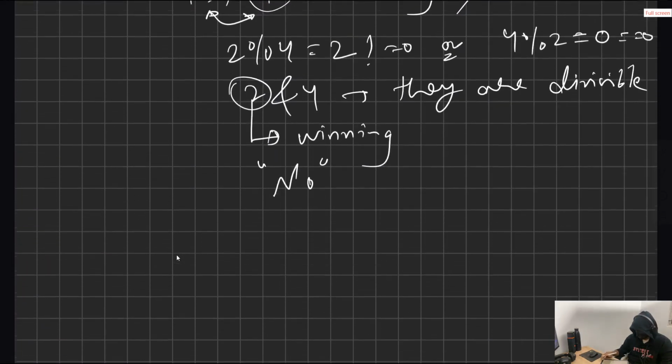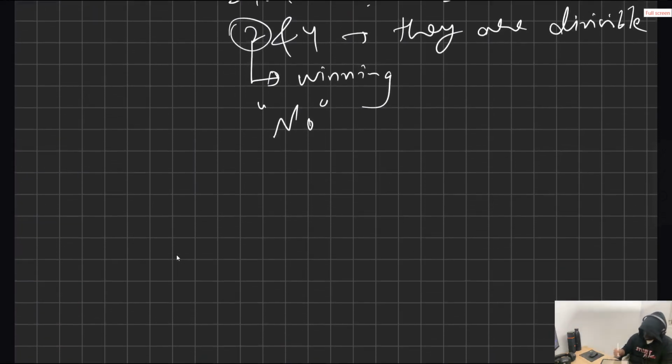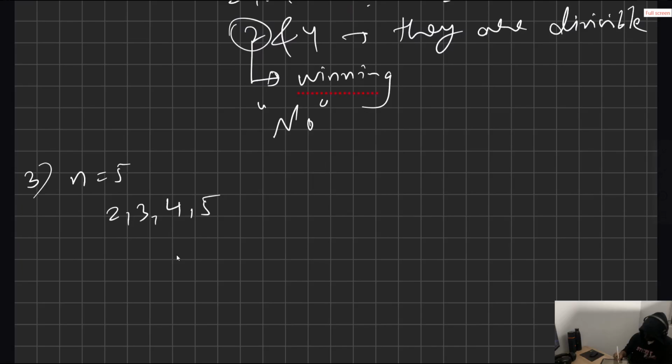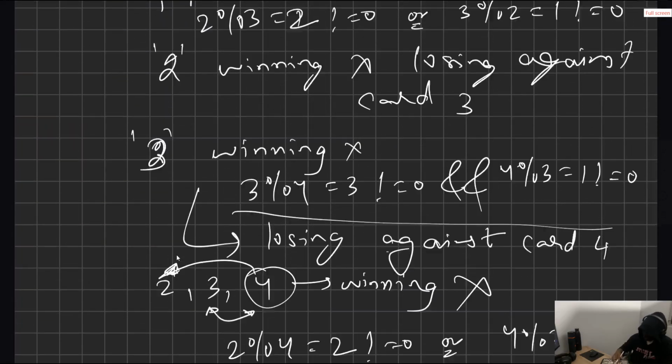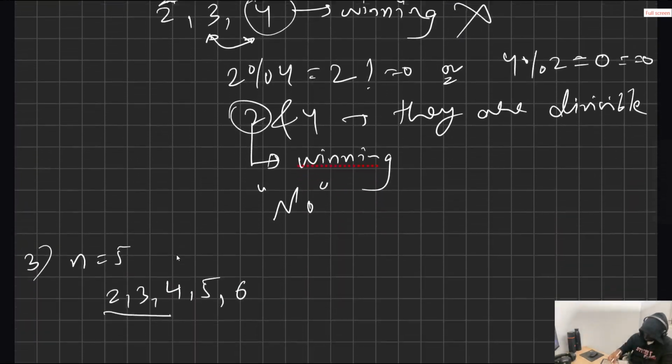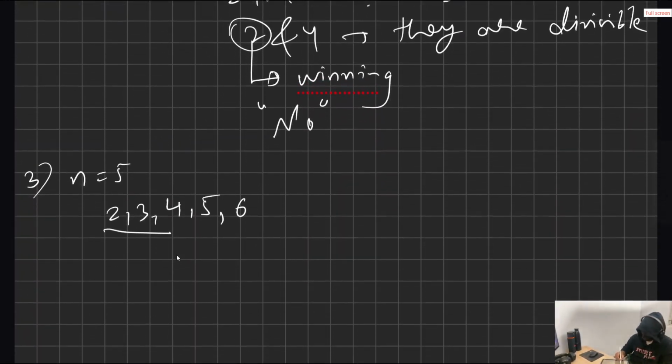Okay, so I think you're getting it. Similarly, if you take n as 5, you have already checked 2, 3, 4 above, and they are not winning against each other. So 2, 3, 4 cannot be winning cards.